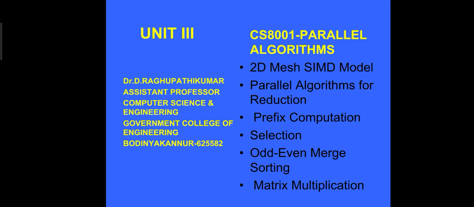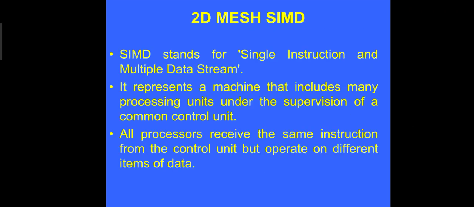Now I am going to present topics from Unit 3 of Parallel Algorithms. The topics include 2D mesh SIMD model, parallel algorithms for reductions, prefix computation, selection, odd-even merge sorting, and then matrix multiplication. First, let us discuss the first topic, 2D mesh SIMD.